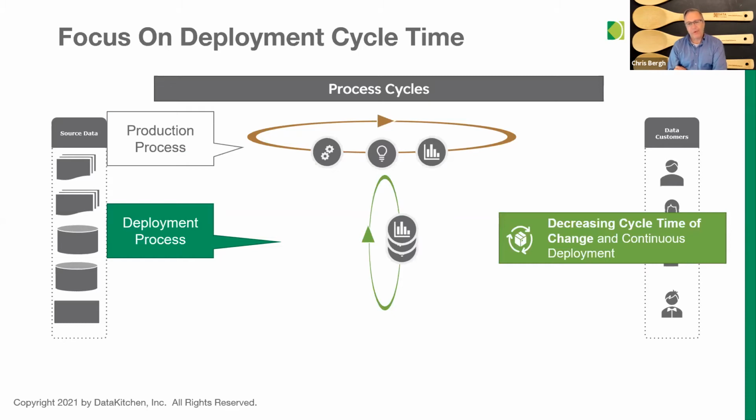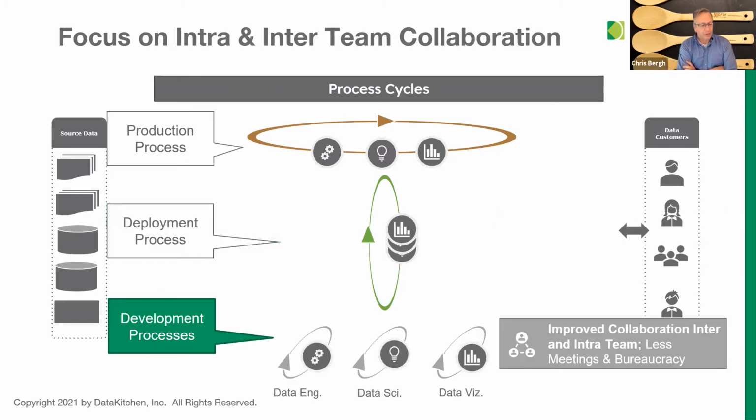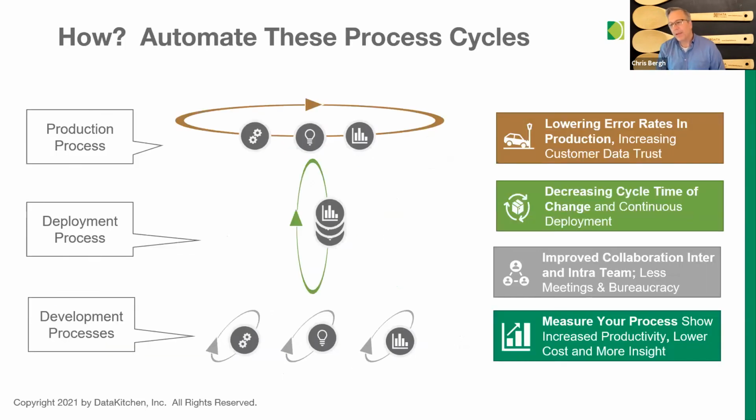And then the third process is really, how does your team work? How does one data engineer work with another person? How do you deal with self-service people using your data enablement platform? How does your data science team fit in? And so these processes, this collaboration, cycle time, error rates, and finally measurement are the areas, the processes that we focus on.